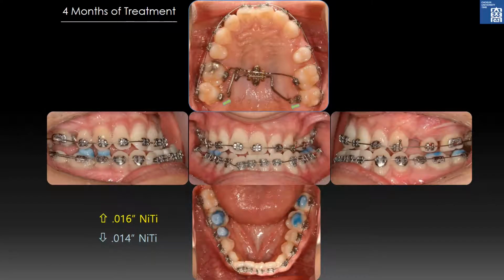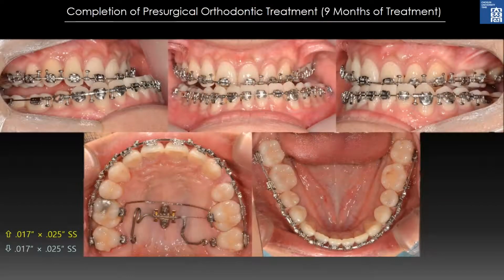Intrusion of maxillary molars was continued. To prevent compensatory eruption of mandibular molars into the space created by intrusion of maxillary molars, blue bite resins were bonded on the mandibular posterior teeth. Right before surgery, bite resins were removed, and now posterior open bite can be seen clearly.